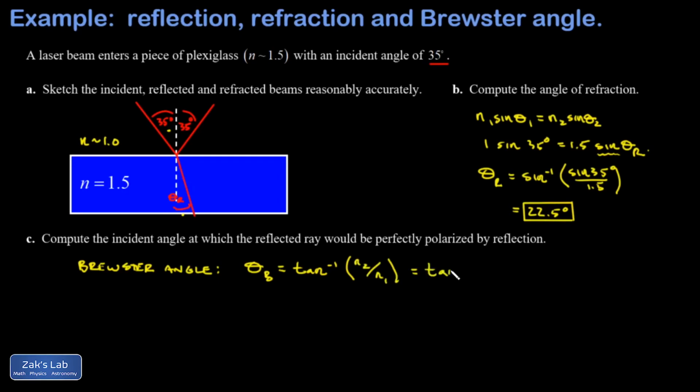So we're really just plugging in 1.5 for N2, 1 for N1, and I get a Brewster angle of about 56.3 degrees. So that incident angle that gives you perfectly polarized light out of the reflection, that's a pretty shallow angle, the 56.3 degrees measured with respect to the normal. My reflection would look something like this. My refraction, something like this. And the key to finding that Brewster angle is that the angle between the reflection and the refraction is 90 degrees.